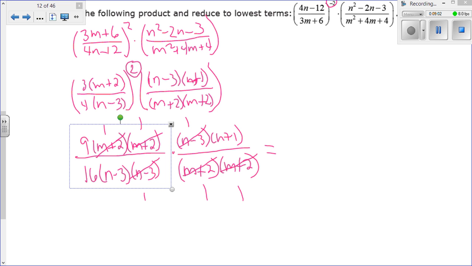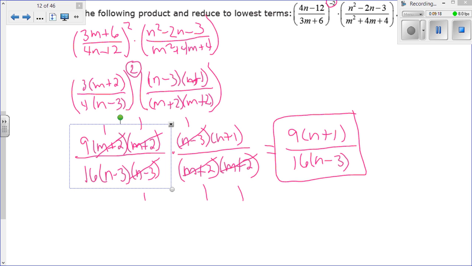But I group my remaining factors, and it's 9 times n plus 1 all over 16 times n minus 3. So that was a lot of work to get to our answer. All right, moving on.